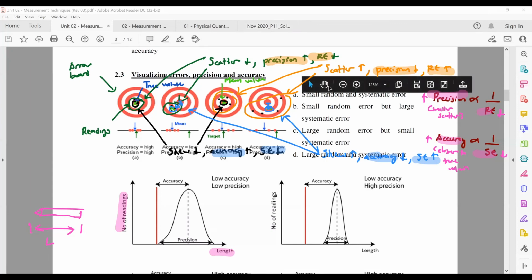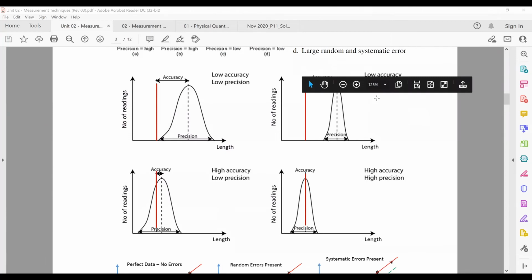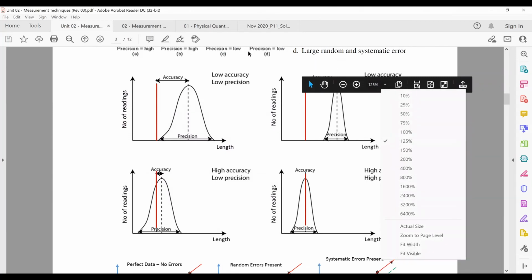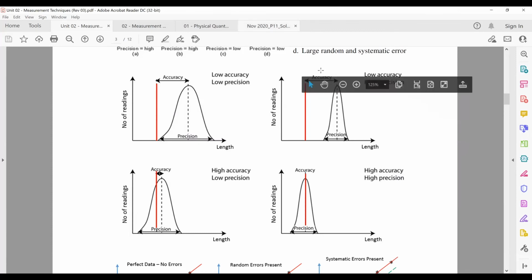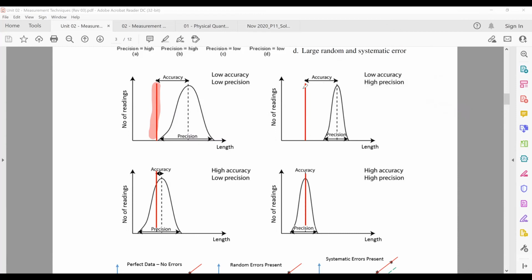Now from this graph here, you can see some stuff. You can again see the precision and accuracy and the amount of systematic and random error from that. But first, let's just see this. The red line here represents your true value, okay? And then for the readings that you have here, it follows this little bell curve here that you see. Your mean value is here, this dotted line here. This is your mean value. Okay.